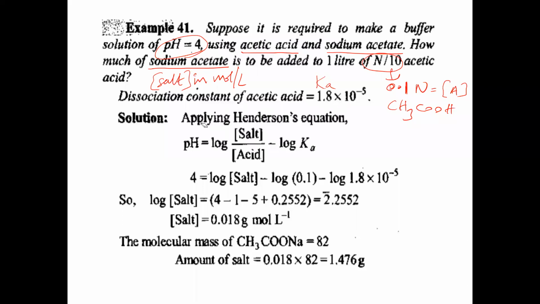Now, what is solution here? Applying Henderson's equation, pH of acidic buffer is equal to log salt concentration by acid concentration minus log Ka. Okay, where pH how much is given? Already 4 given. pH of acidic buffer given what? 4 is equal to log of salt concentration we don't know. Acid concentration given 0.1. Now log A by B is there here. Log A by B means what? Log A minus log B.